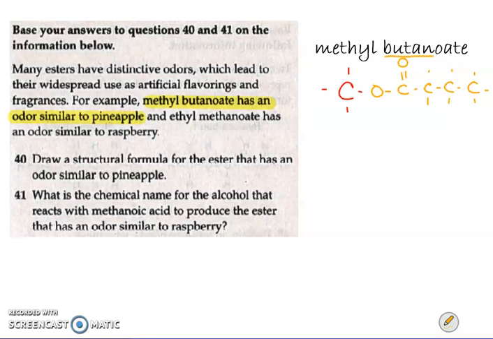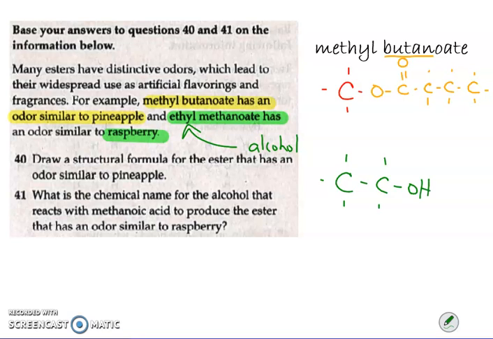41 says, what's the chemical name for the alcohol that reacts with methanoic acid to produce the ester that's similar to raspberry? Ethyl methanoate is raspberry. So we want to know the name of the alcohol that reacts with methanoic acid. That has to do with the ethyl portion here. Ethyl comes from the alcohol. So therefore, it's going to be ethyl alcohol, or ethanol.